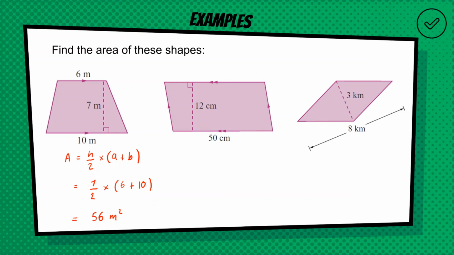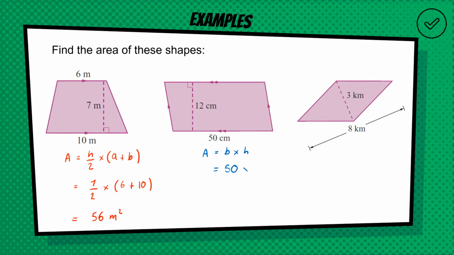All right, next one. Just going to do this one in blue. It's just a parallelogram. Okay, very straightforward. All you need to be doing is just the area is the base multiplied with the height. Okay, so all we need to do is 50 times 12. Whoopsie.